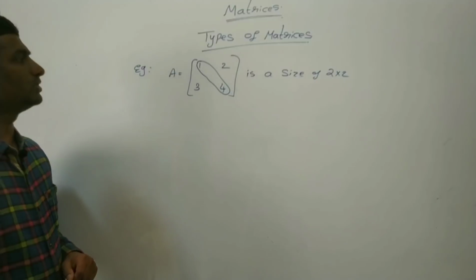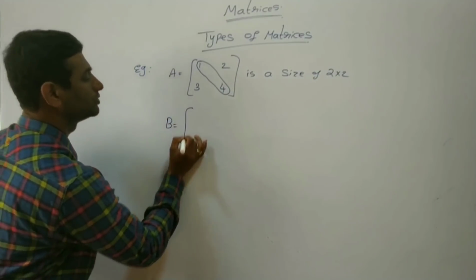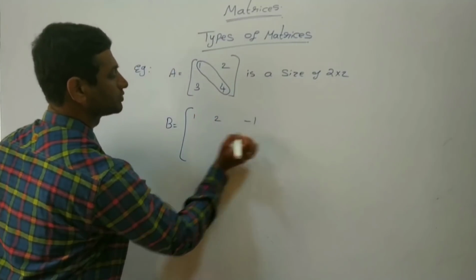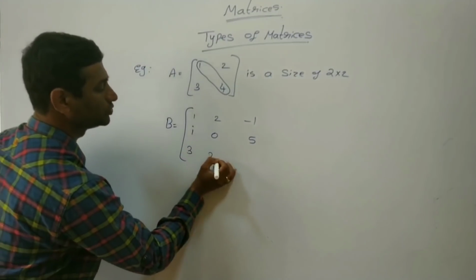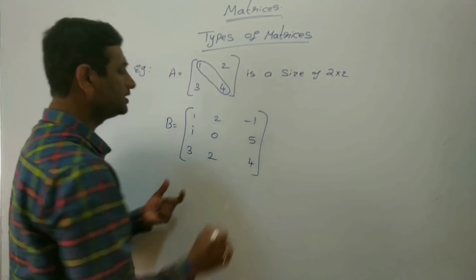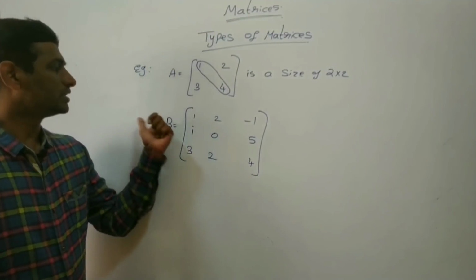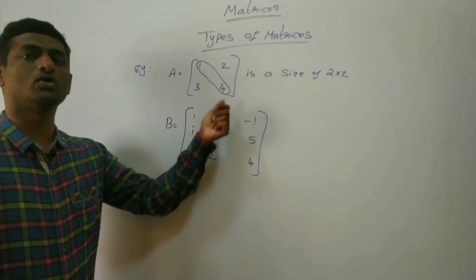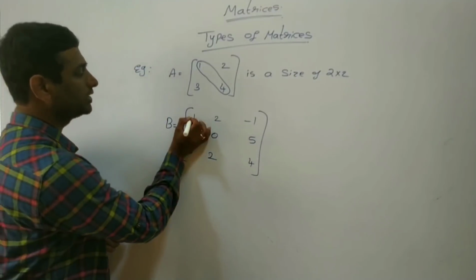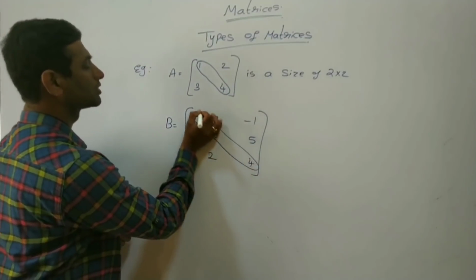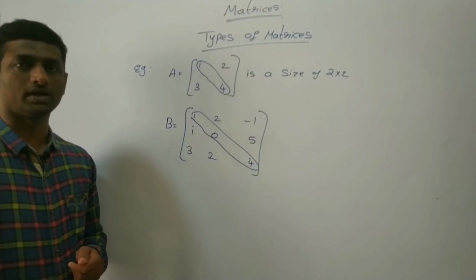Let's take one more example of order 3. Suppose B is equal to 1, 2, minus 1, I, 0, 5, 3, 2, 4. It is a square matrix of order 3. Why? Because it has 3 rows and 3 columns. And in it 1, 0, 4 are called principal diagonal elements in a square matrix.